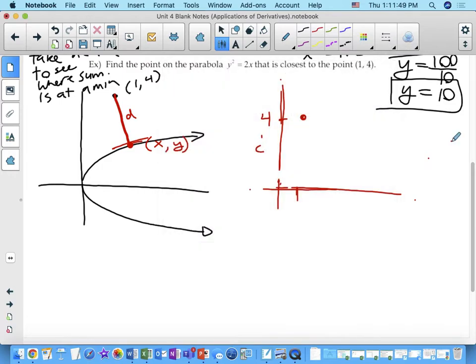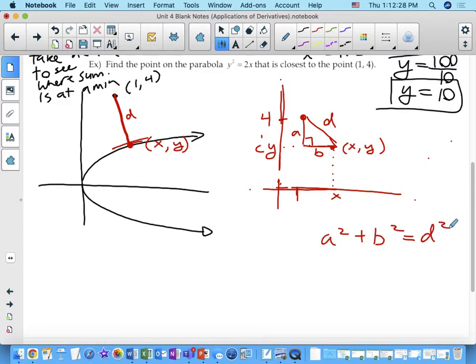Okay, and then I've got this point, x, y. So this over here is x. This over here is y. And now I've got a right triangle. This is my distance right here, and that's really what I want to minimize. Here, though, I've got this right triangle. So if I call that A and that B, then I can write an equation using the Pythagorean theorem that relates A, B, and D. I know that A squared plus B squared equals D squared.